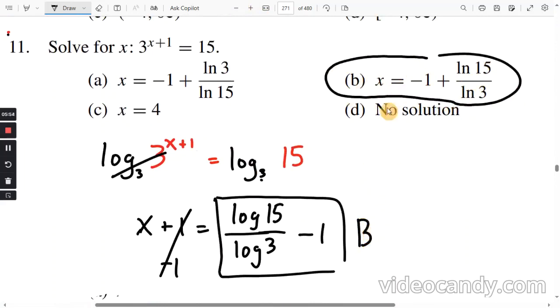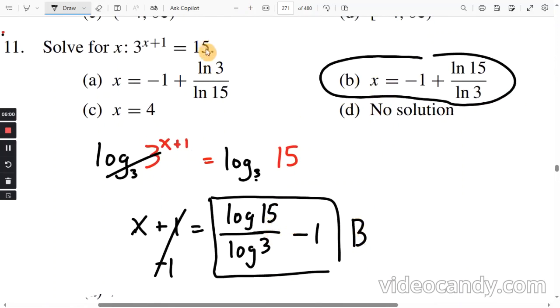Otherwise, if you want a decimal answer, you go to the calculator. If you did log of both sides, it still works. You'll get the same thing. Or if you did ln on both sides, you'd get the same thing. These logs have to match when you use the change of base rule. So it doesn't matter if it's ln or a regular log.